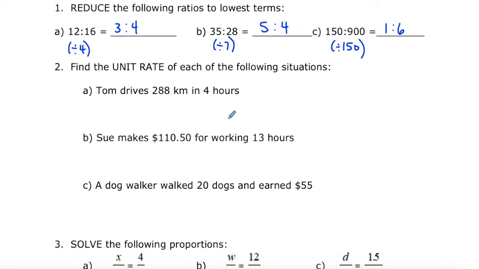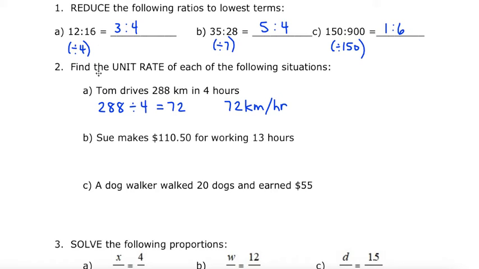So if we want to find the unit rate of the following situation, Tom drives 288 kilometers in 4 hours, what we want to figure out is how many kilometers he can drive in 1 hour. In order to do that, we take the number of kilometers, 288, and we divide that by the number of hours that he's driven for. We can use our calculator to do that calculation, and we come up with an answer of 72. So the unit rate is 72 kilometers per hour. So for every hour that he's driven, he has traveled 72 kilometers.